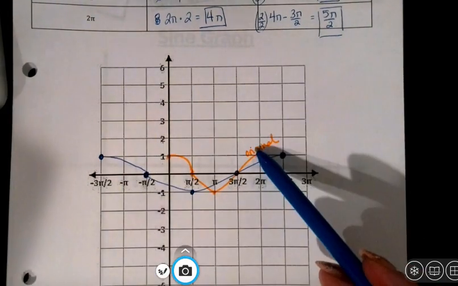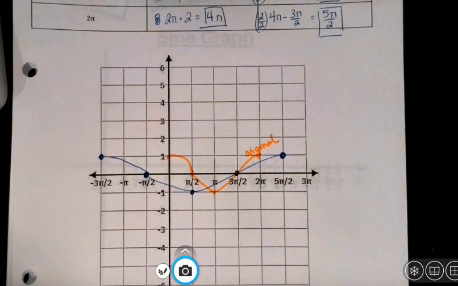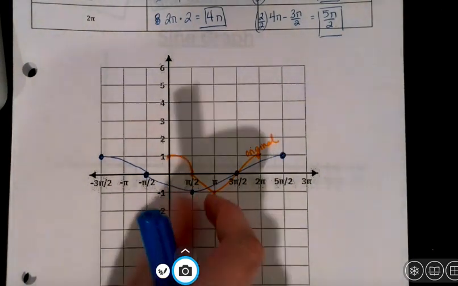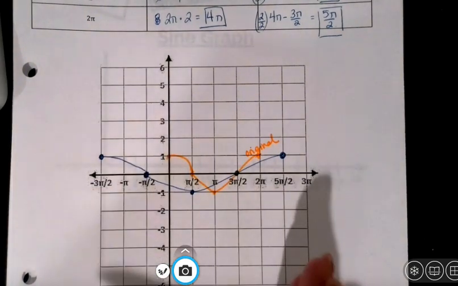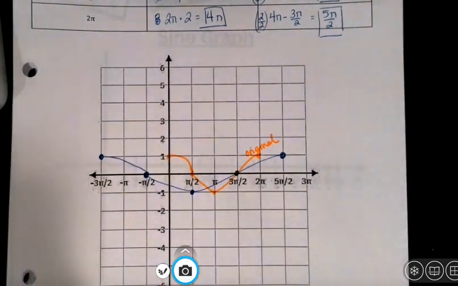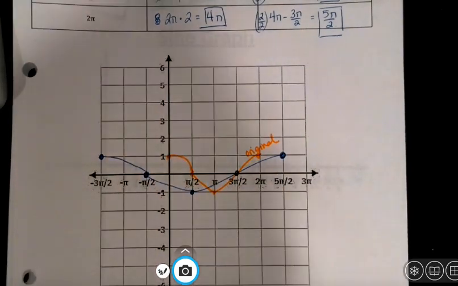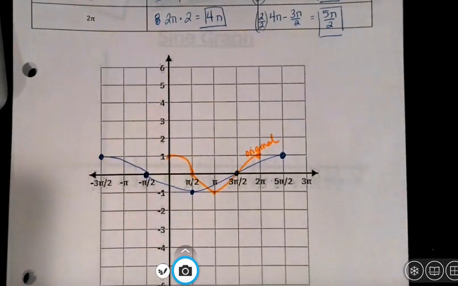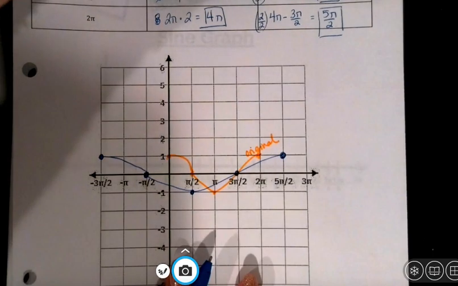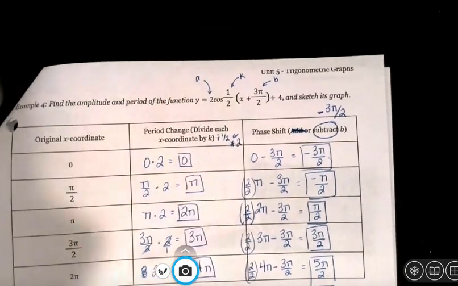We have our original, we have stage 2. We still have other things to do, and I'm going to show you why in a second. But we can see that it was stretched horizontally and it was shifted over to the left. So we do have that period change, that horizontal stretch, and then our phase shift when it just shifted to the left.